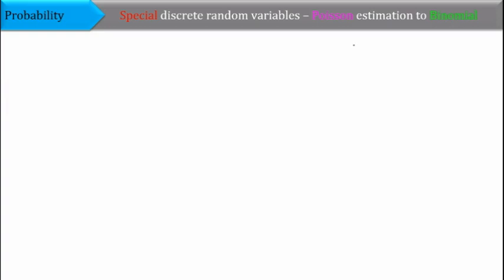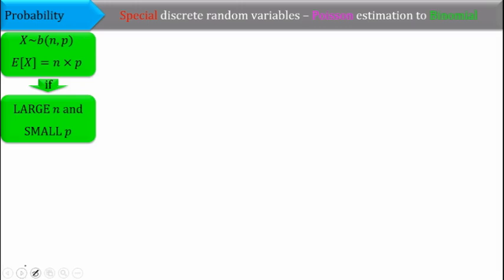Now the next section regarding the Poisson distribution is where we use the Poisson to estimate the binomial distribution. Now in statistics, before we can use any method, we always have to check the properties or the conditions that must be satisfied. So this is nothing different. If X is binomial with parameters n and p, then it means that the expected value of X will just be n times p. This comes from the section on the binomial distribution.